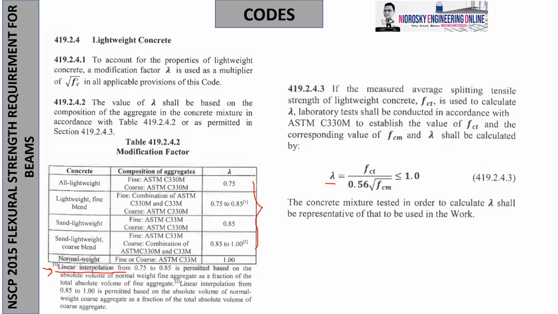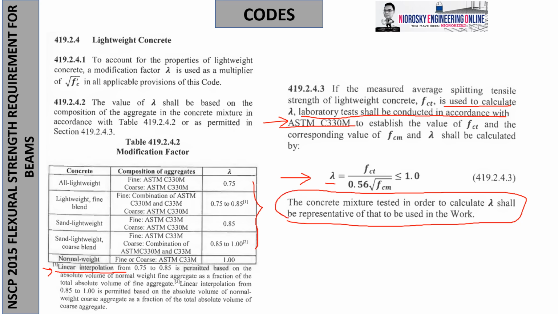That is easy to perform. But if the measured average splitting tensile strength of lightweight concrete is available, for the field condition in doubt, after testing, it is used to calculate lambda. Laboratory tests shall be conducted in accordance with ASTM. Specifically, this equation is from ASTM C330M to establish the value of f sub ct and the corresponding value of f sub cm, and lambda shall be calculated with this equation. The concrete mixtures tested to calculate lambda shall be representative of that to be used in the work.